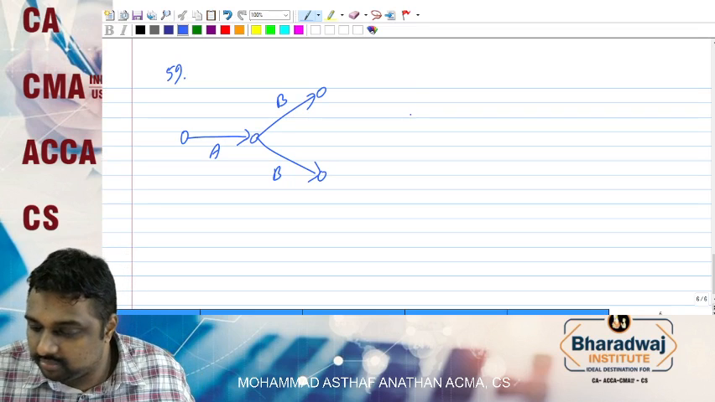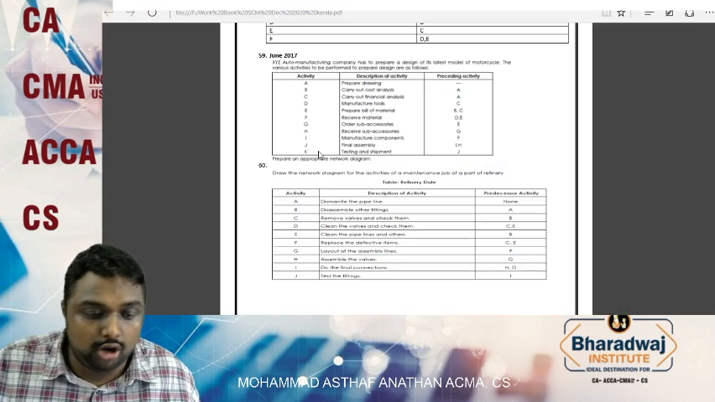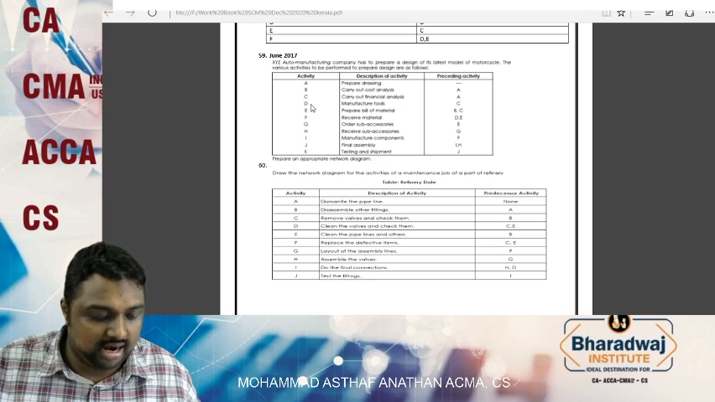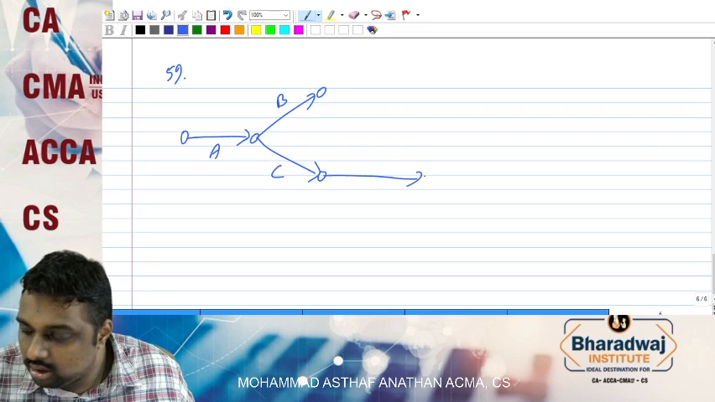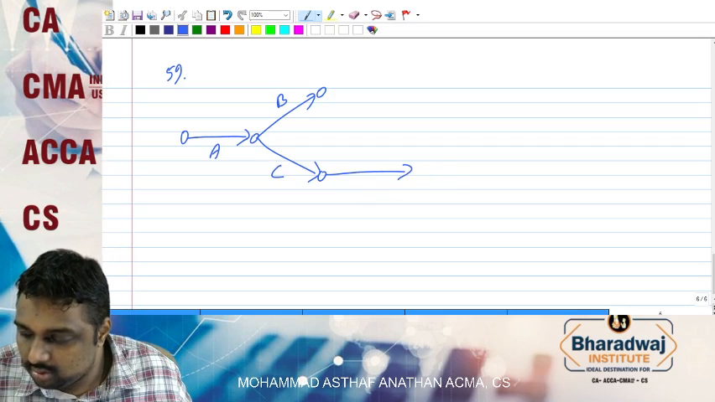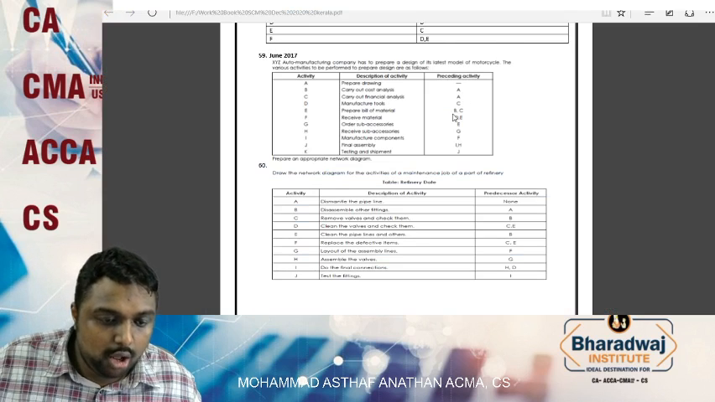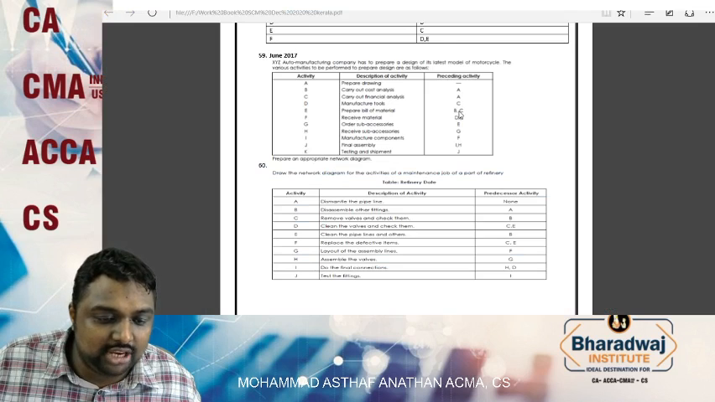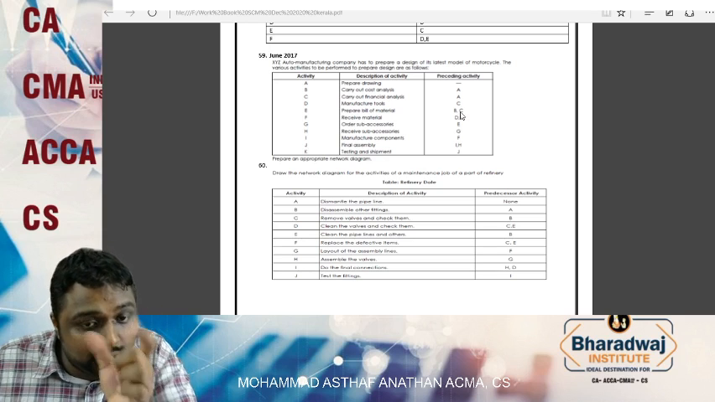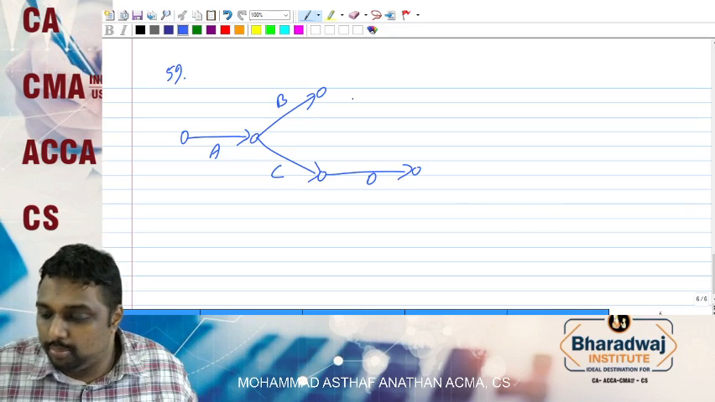From B and C, look here. From C alone, D starts. So I will put C alone, D starts. Now coming here, both B and C together. Here comes the dummy. B and C are only now bursting. Now both together start E. So B and C together.